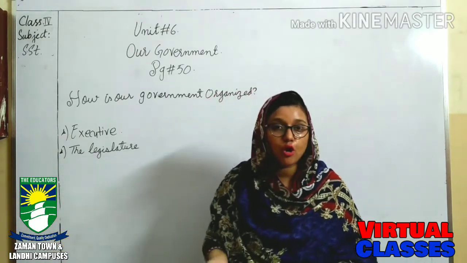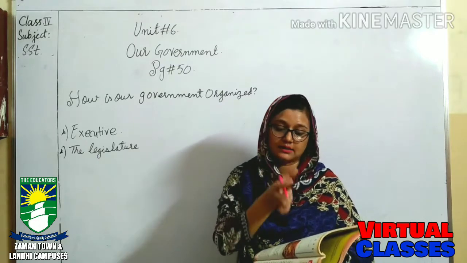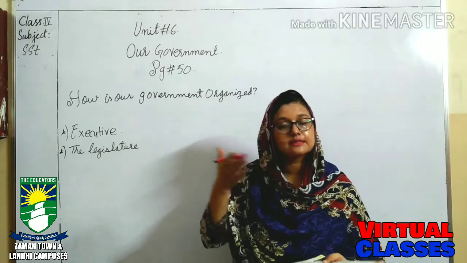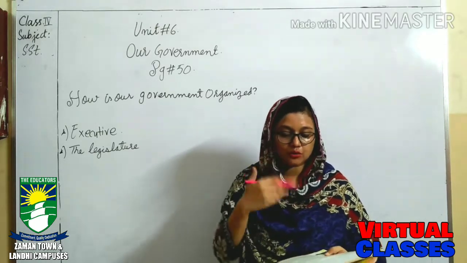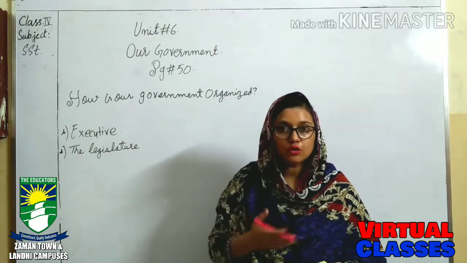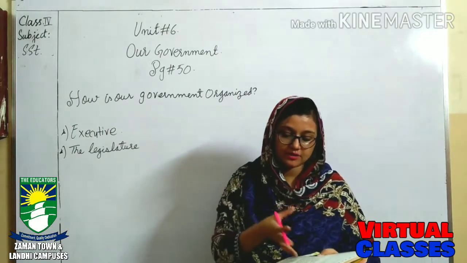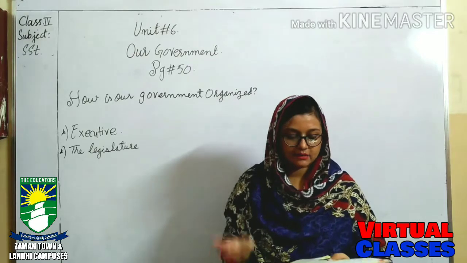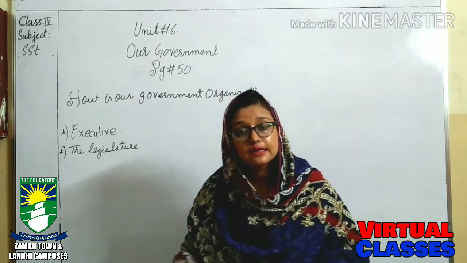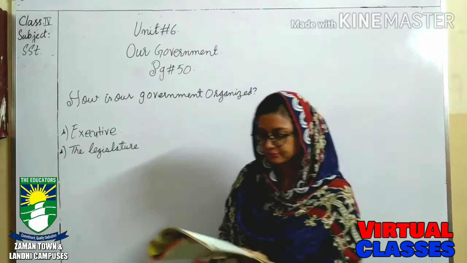Are you getting what's going on? The parliament is divided into two houses, the National Assembly and the Senate or upper house. What will they do when a new law is made? First they will discuss it, and then discuss it in detail. Then they talk about the reasons for and against. Now come to the police.